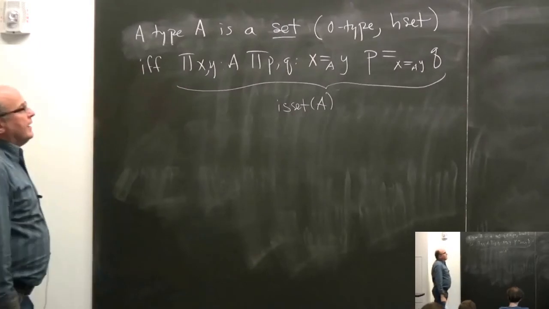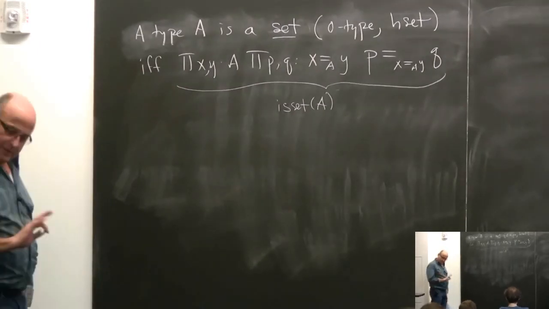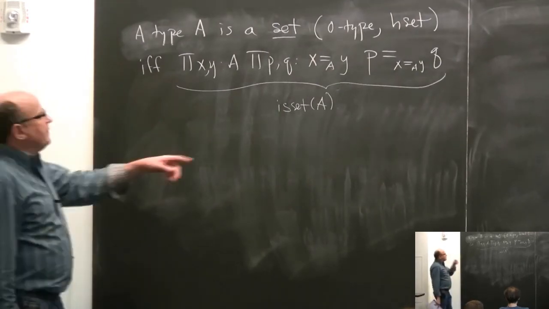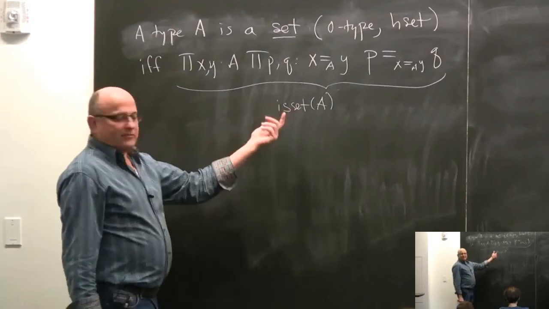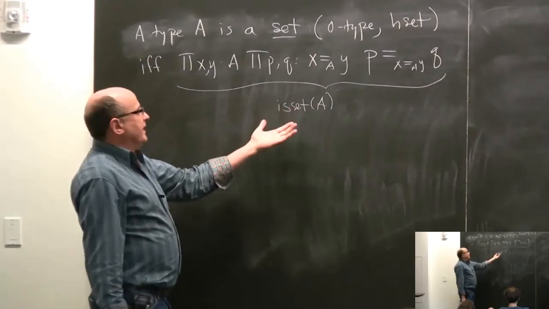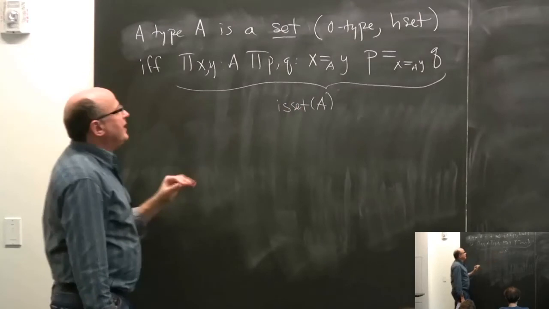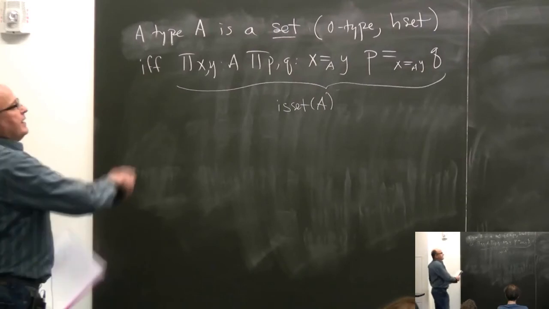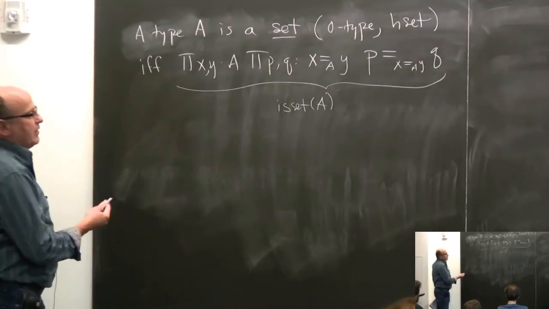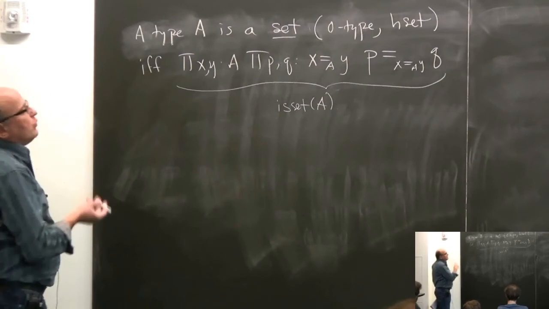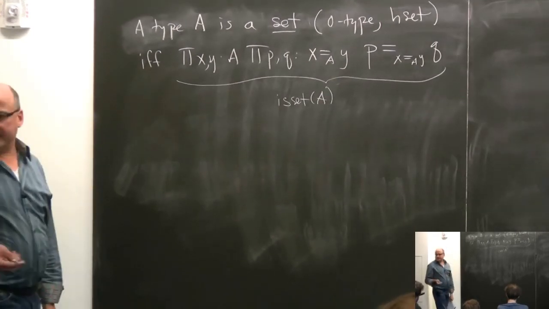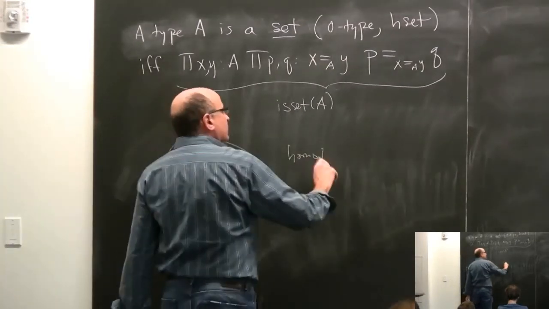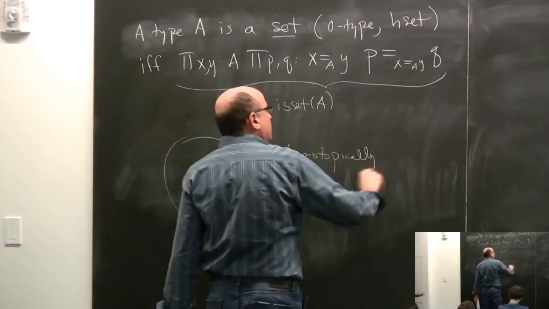Okay? And so far, this is all we did. We just defined the notion of what is a set. We haven't defined anything else. A little bit later, I'm going to say something about the notation, is a set, and sort of justify using that notation. But for right now, what we want to say is any two paths between any two elements are equal. So things can be equal in at most one way. That's another way of saying it, right? So it's homotopically discrete.